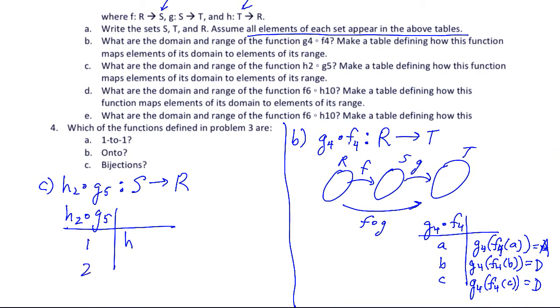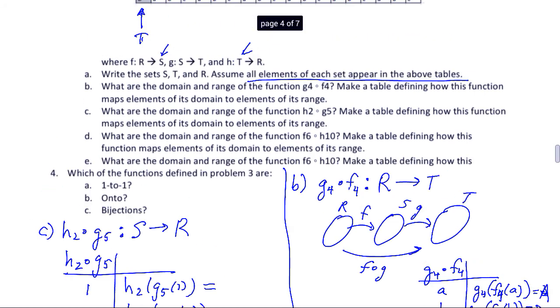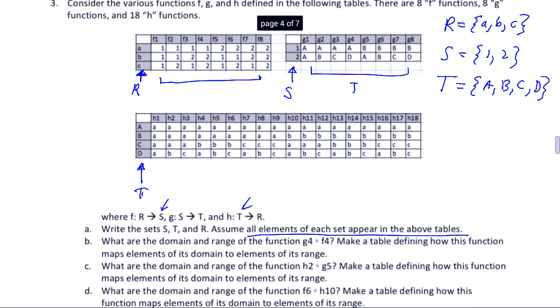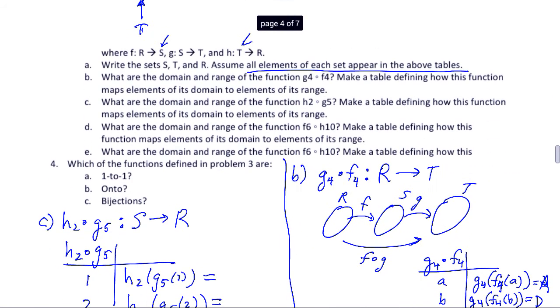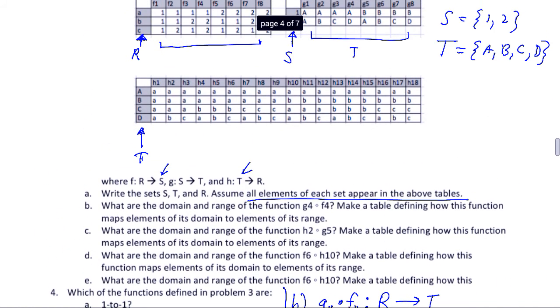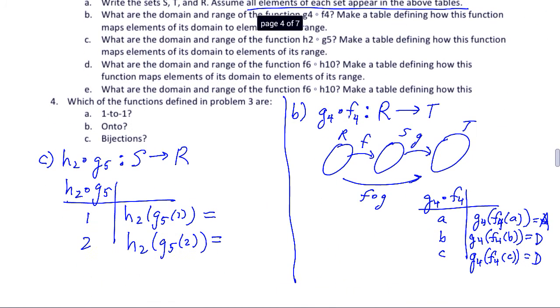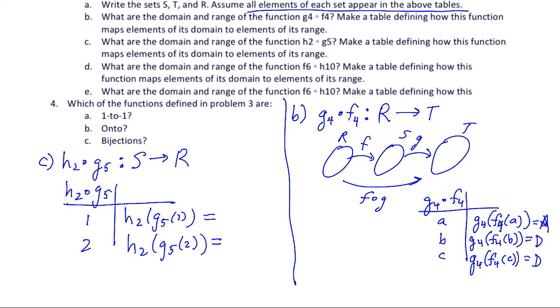And H2 of G5 of 1 and H2 of G5 of 2. G5 of 1 and 2 is B and A, big B and little a, big A, and H2 of big B is little a, and H2 of big A is little a also. So they're both equal to little a. Okay.